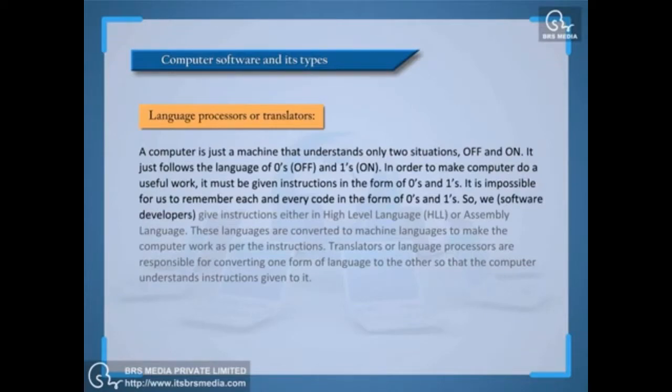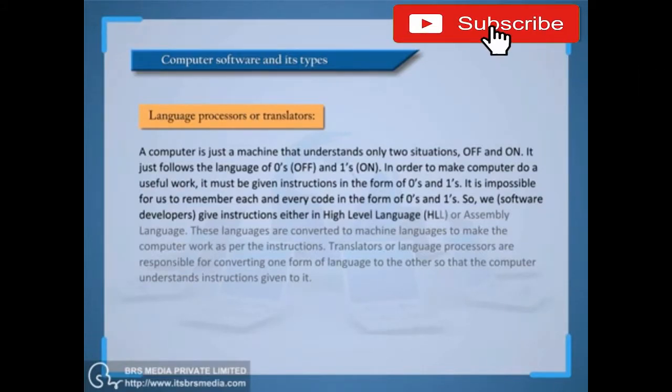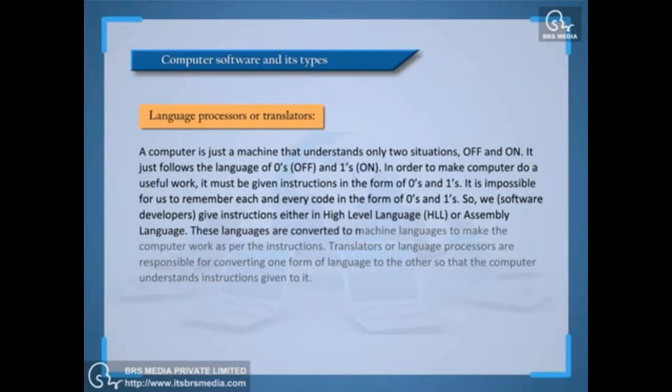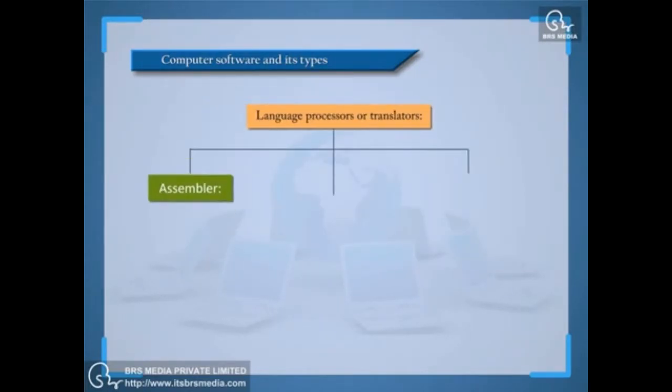software developers give instructions either in high-level language (HLL) or assembly language. These languages are converted to machine languages to make the computer work as per the instructions. Translators or language processors are responsible for converting one form of language to the other so that the computer understands instructions given to it. Assembler, interpreter, compiler.